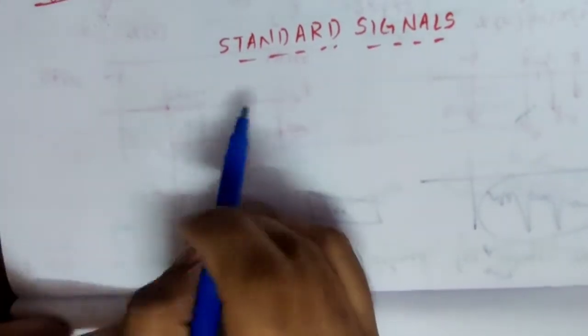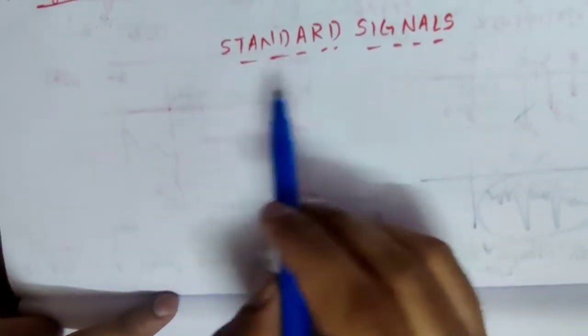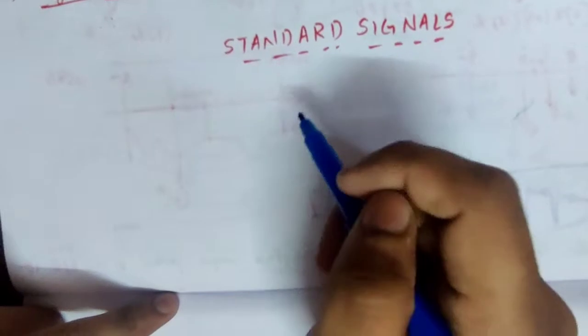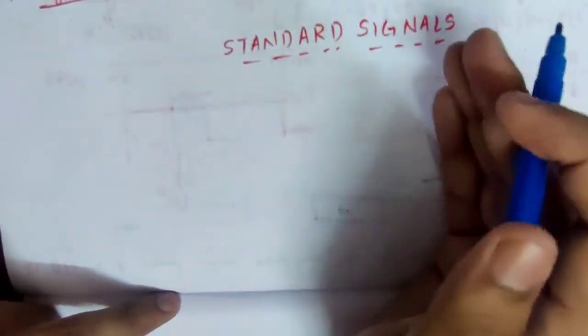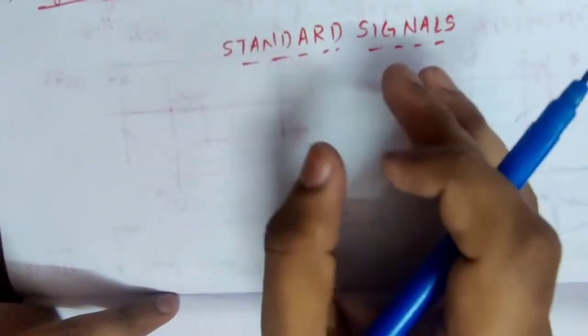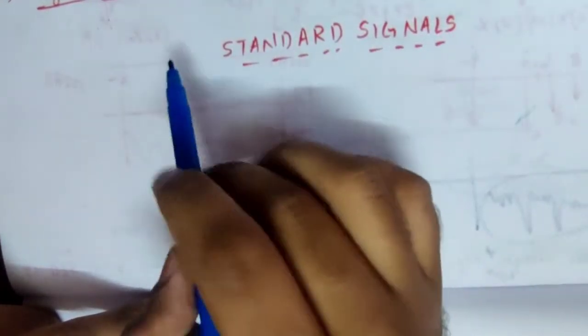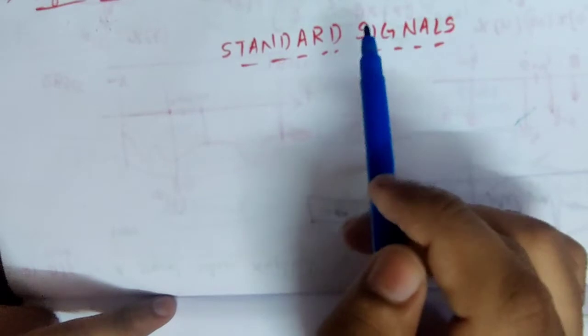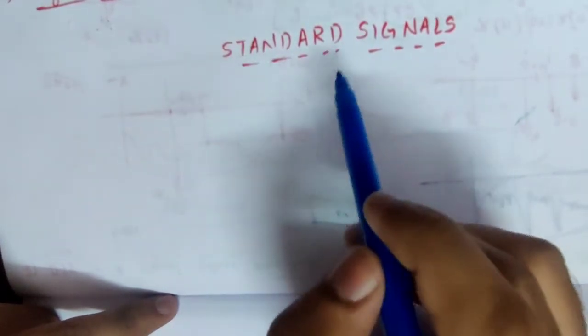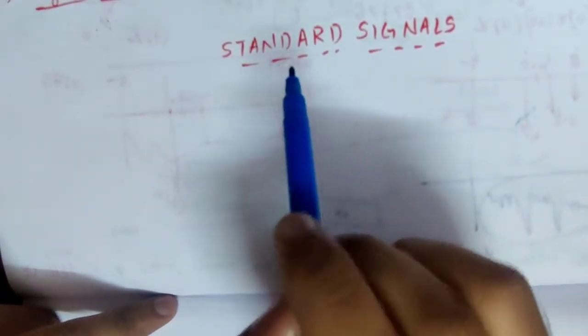So far we have covered 2 lectures in the Signals and Systems playlist. The first one was an introduction to signals, what is meant by signal, the definition of signal, and the difference between signal and function. In the second lecture we discussed the classification of signals like continuous and discrete. In this lecture we are going to discuss standard signals.